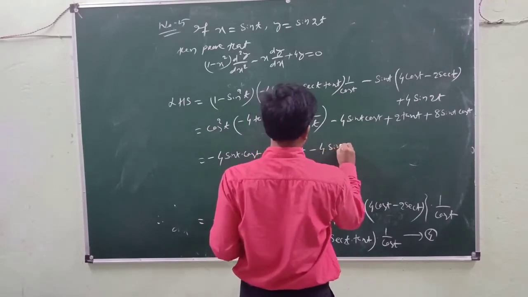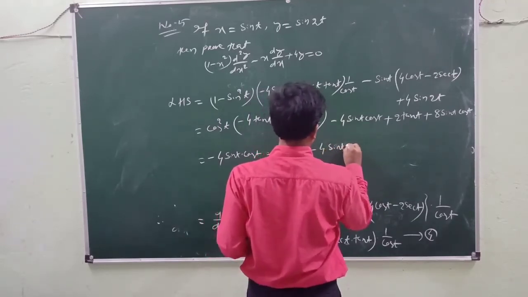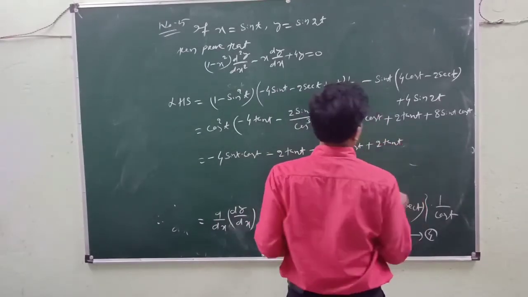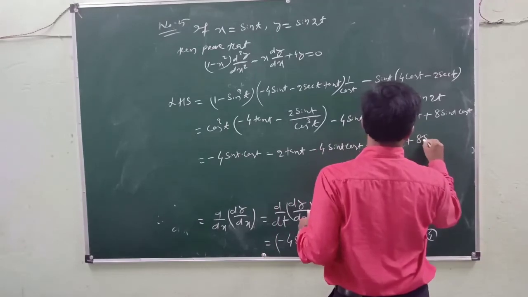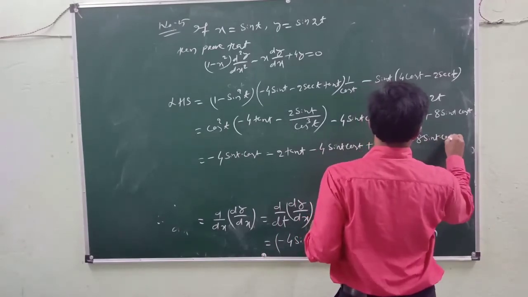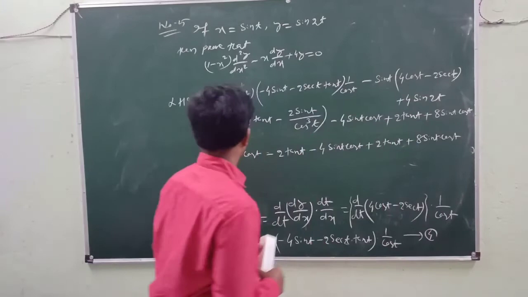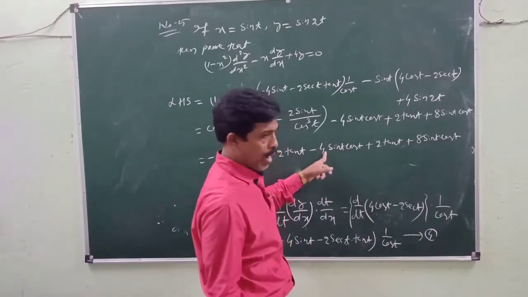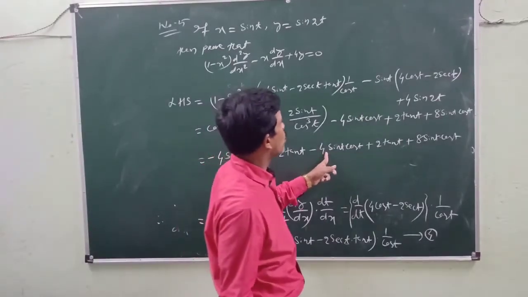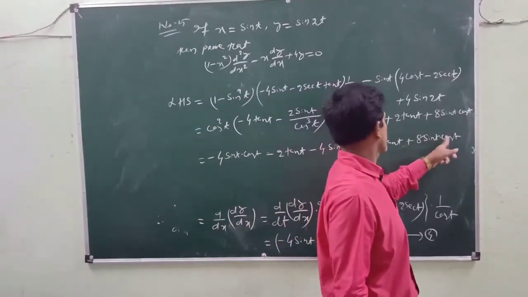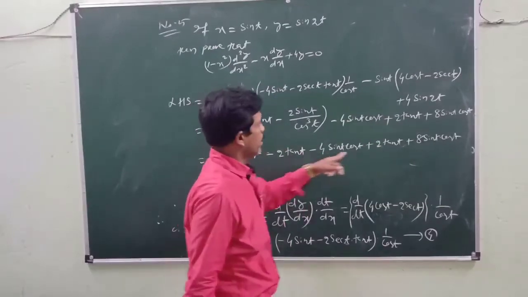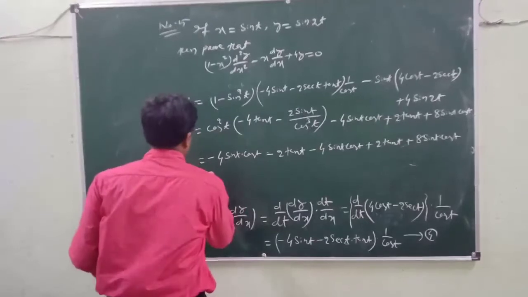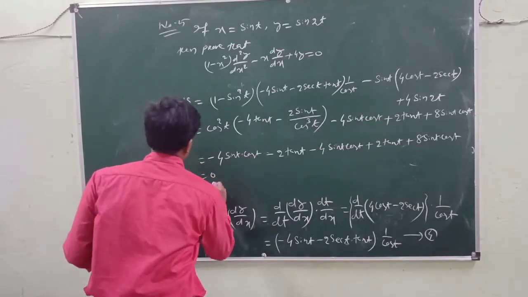4 sin t into cos t plus 2 tan t plus 8 sin t into cos t. Now look here, minus 4 sin t into cos t, minus 4 sin t into cos t. These two when added, it will be minus 8 sin t into cos t. Here plus 8 sin t into cos t cancels. Then minus 2 tan t plus 2 tan t, these two cancel. That means all terms are cancelled. Then equal to 0, which is RHS.